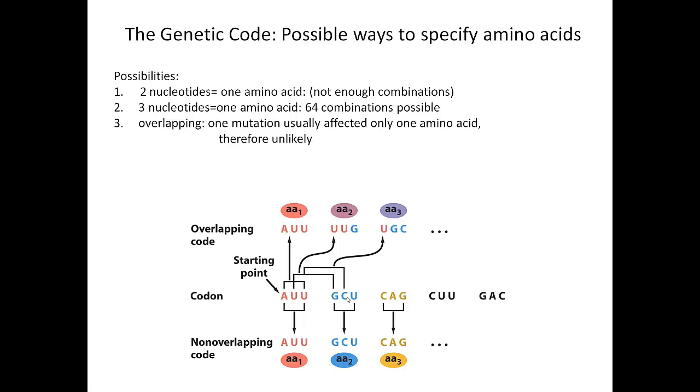This was quickly disproven. This was one of the first ideas that people figured out was not correct, because they found that when you had a mutation on the DNA level, that mutation would only affect 1 amino acid. So it couldn't be overlapping.